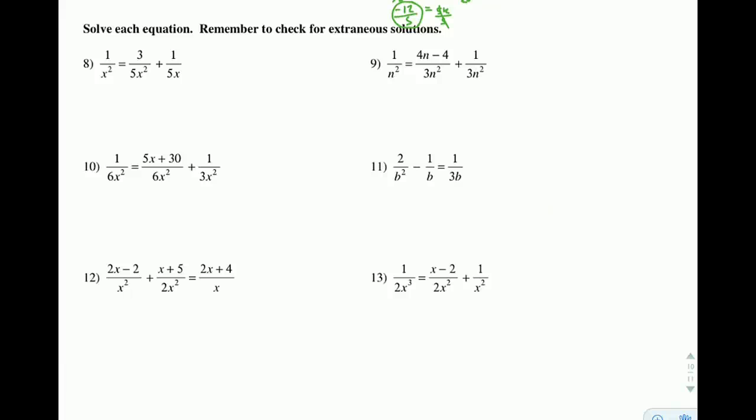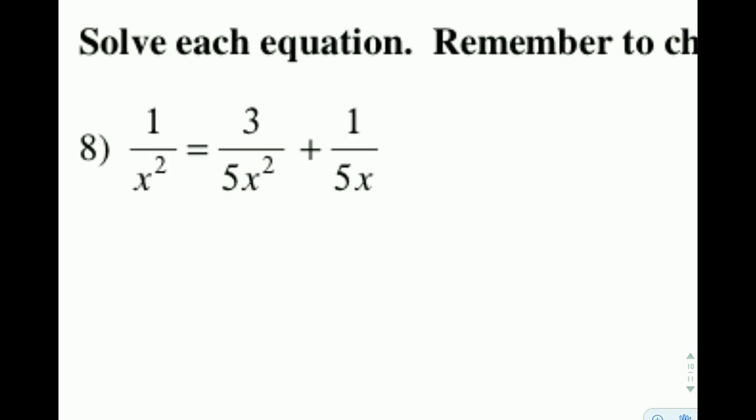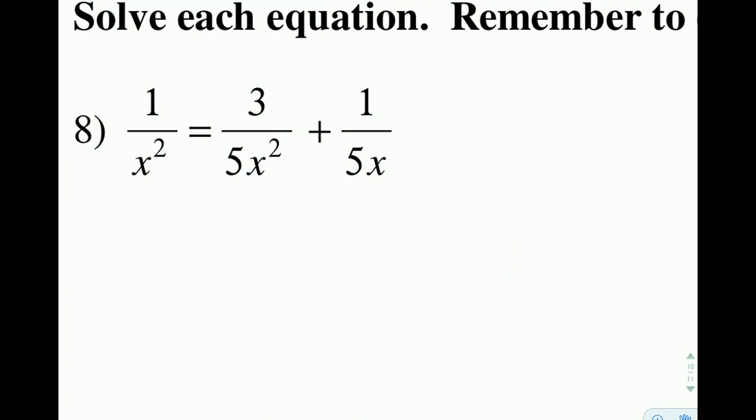Last thing we're going to work on is solving rational equations when we have powers of 2, quadratics, in our denominator. So let's go ahead and look at this first one here. I see an x squared, a 5x squared, and a 5x. And looking at that, my common denominator is going to be 5x squared.